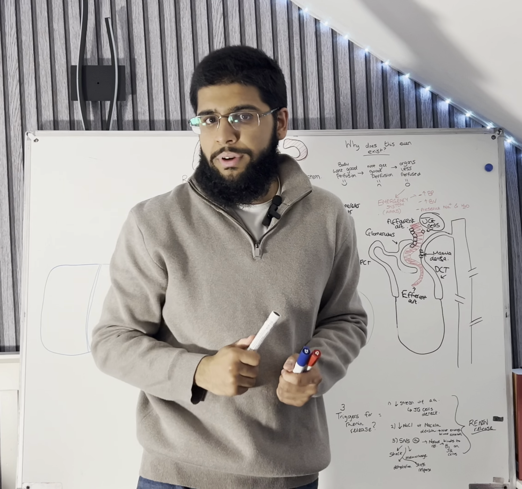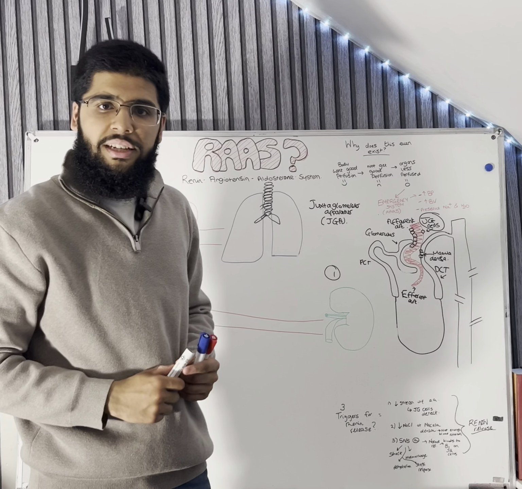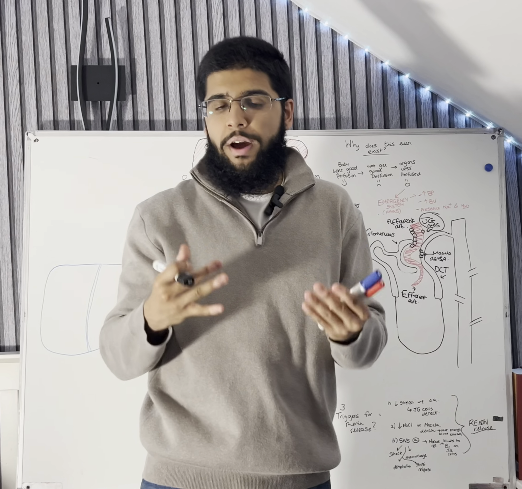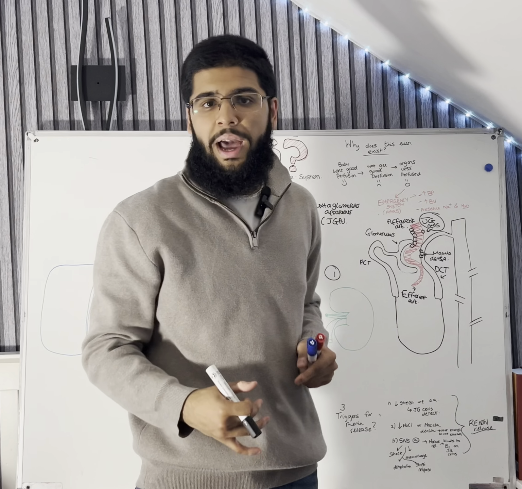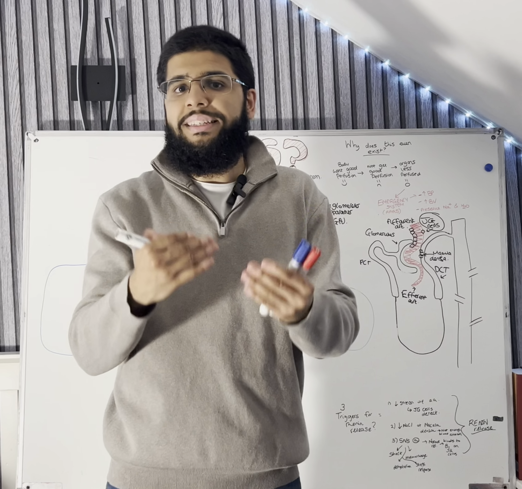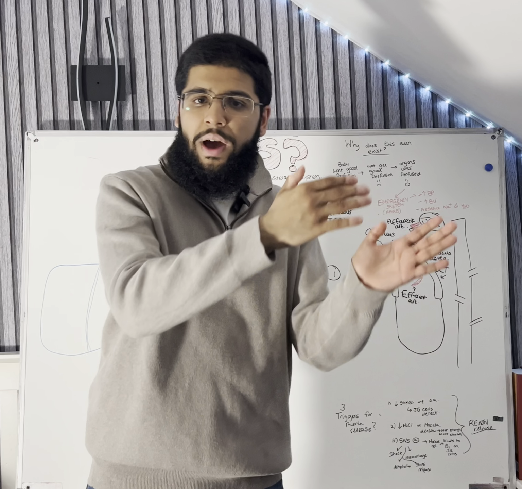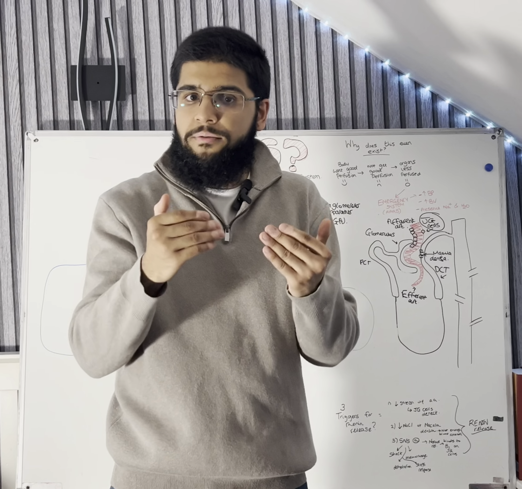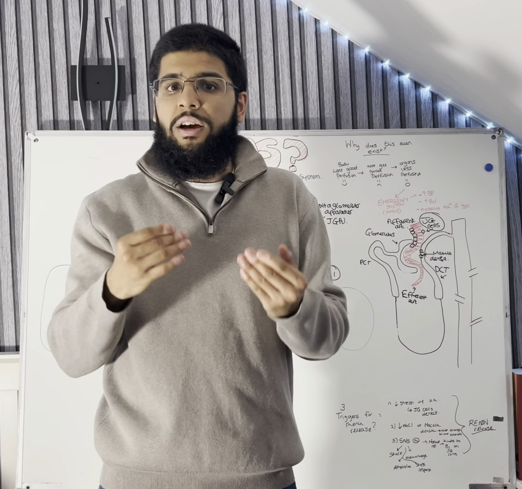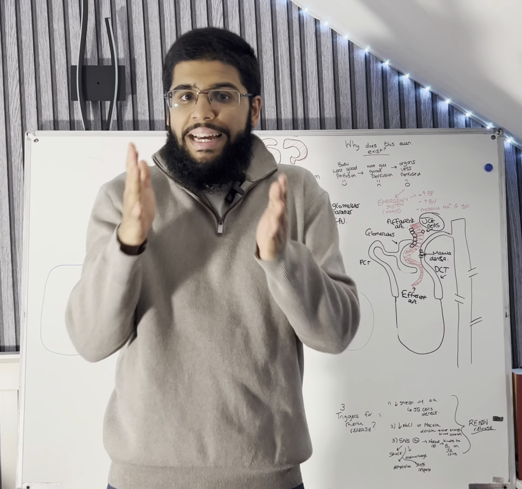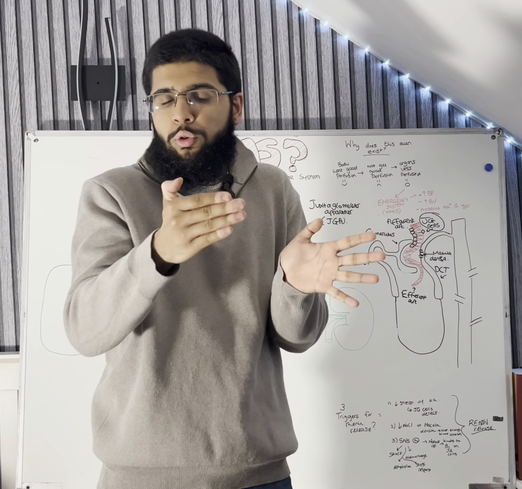But what triggers the release of renin? Your juxtaglomerular cells are also baroreceptors, inside the walls of your afferent arteriole. What does this mean? They detect blood pressure. Let's say, for example, you have your afferent arteriole arriving into the glomerulus. The more blood pressure there is, the more it's going to cause the arteriole to stretch.